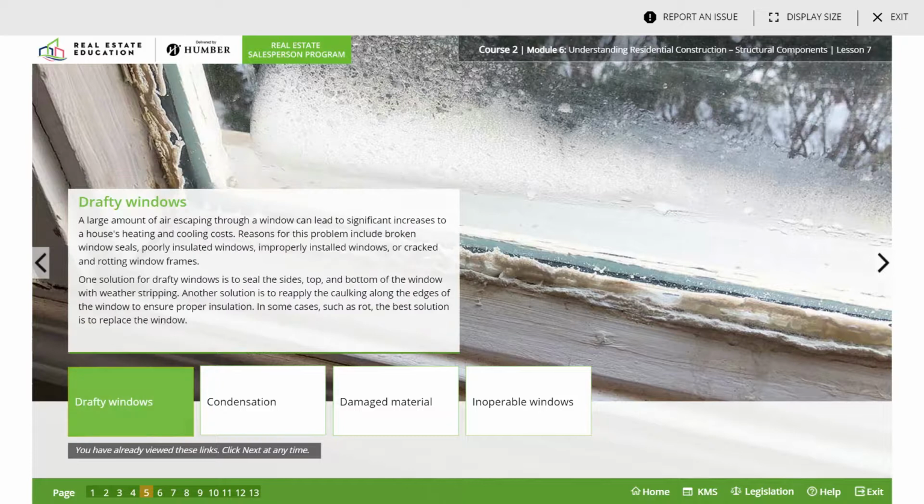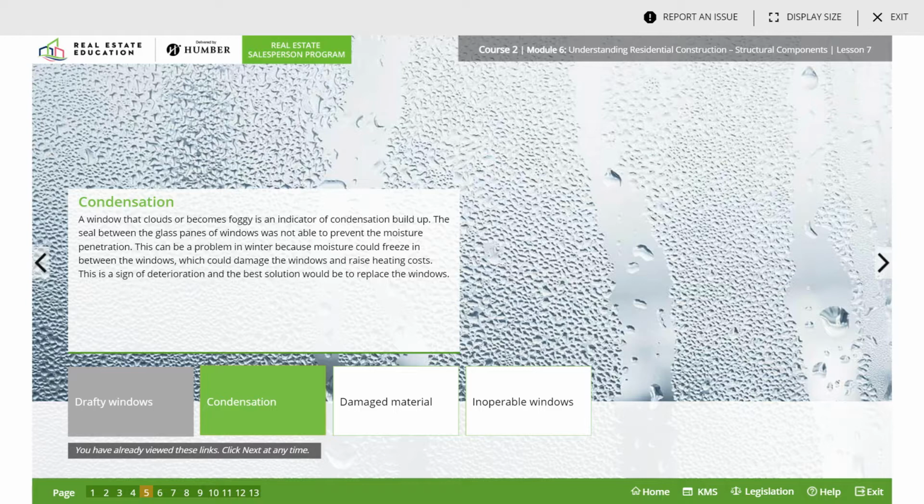And then we go on to talk about the potential problems with residential windows. So the potential problem is drafty windows. A large amount of air escaping through a window can lead to significant increases to a house's heating and cooling costs. Reasons for this problem include broken window seals, poorly installed windows, or cracked and rotting window frames.